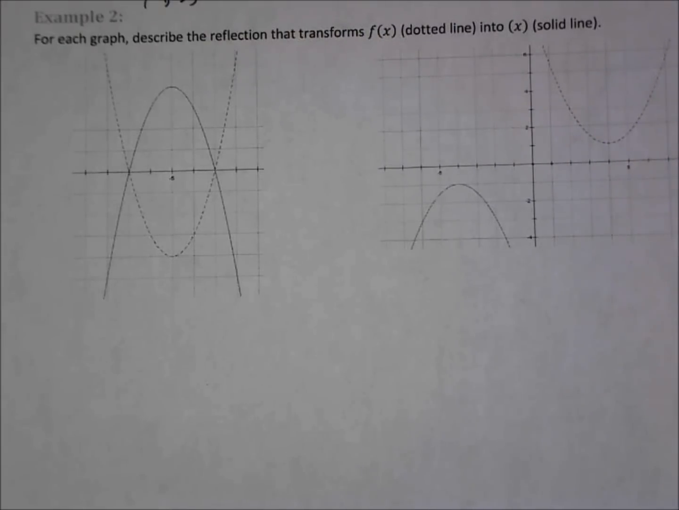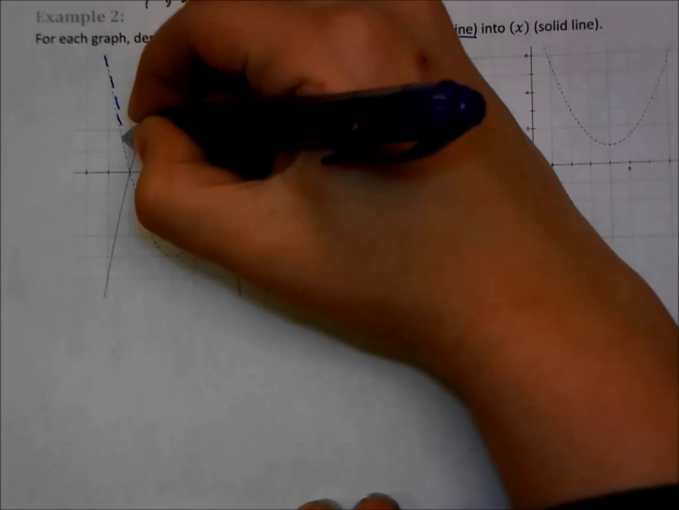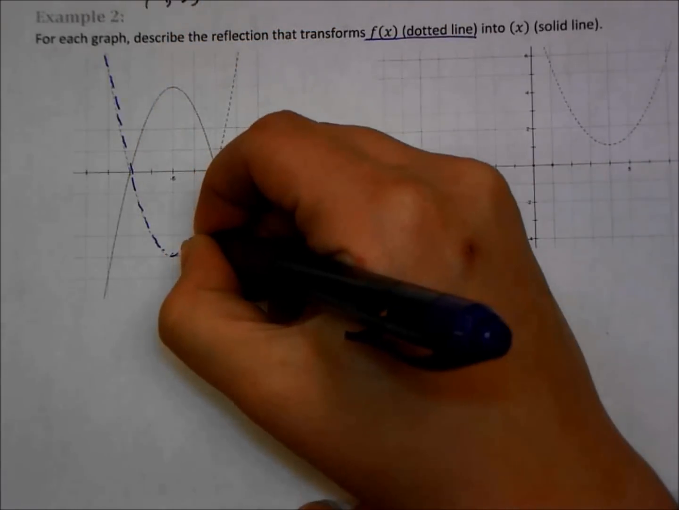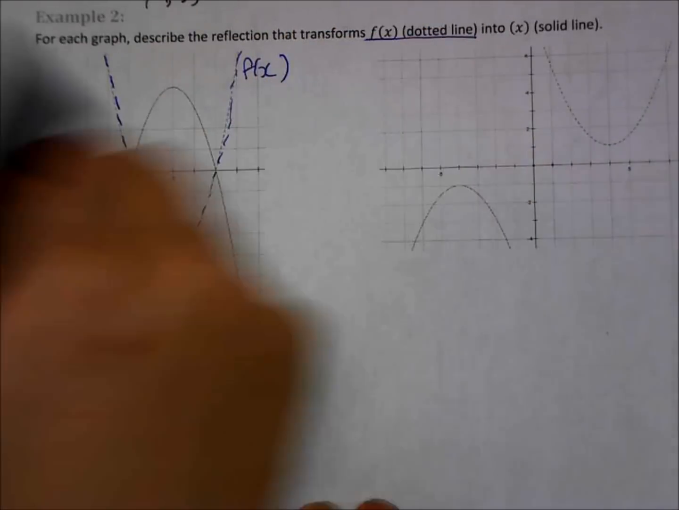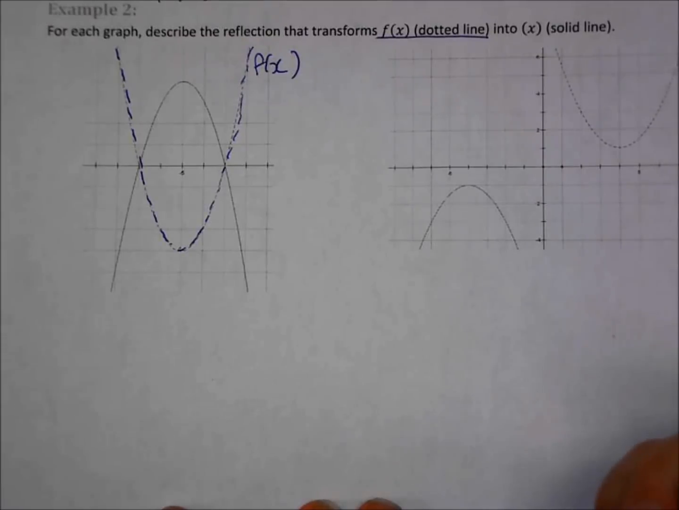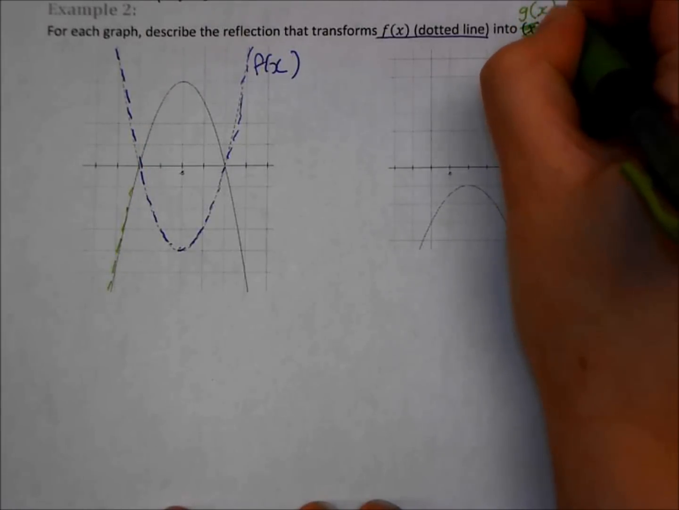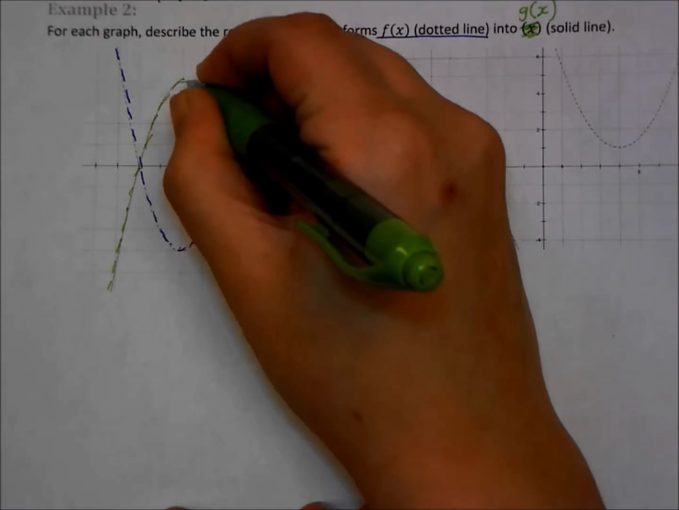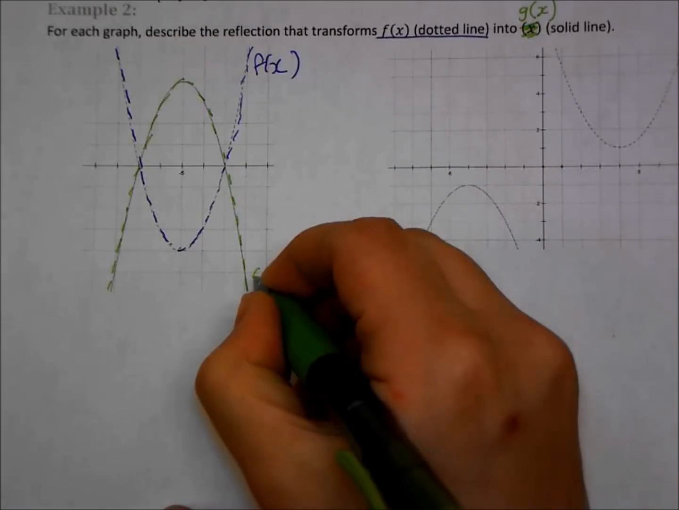For example 2, what we need to do is look at each graph and describe the reflection that transforms f of x, which is our dotted line, so this guy here is f of x, into g of x, our solid line. Let's go ahead and change that. Let's call it g of x. F and g are the two favorite labels for functions. There we go, f of x and g of x.